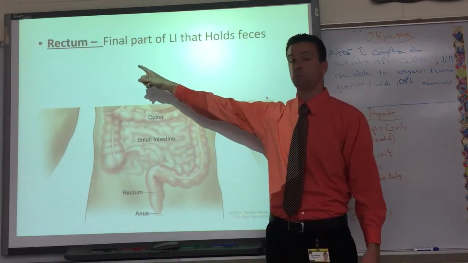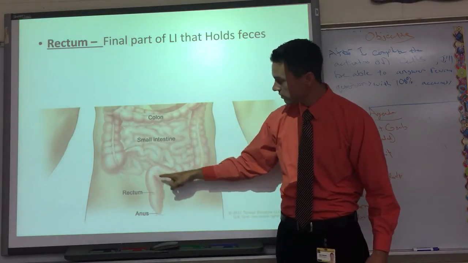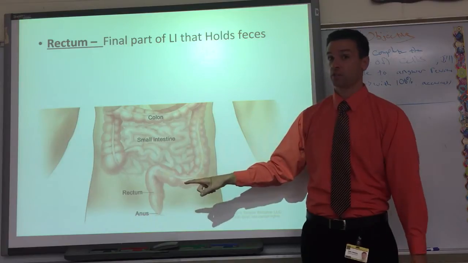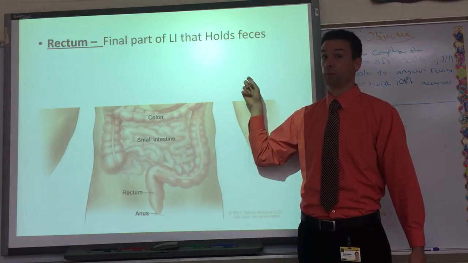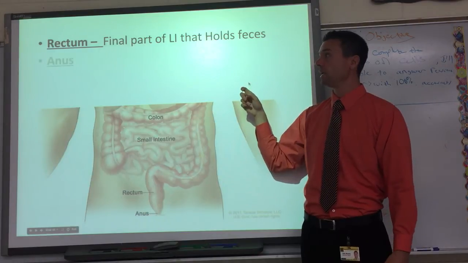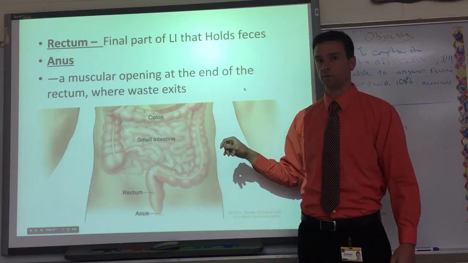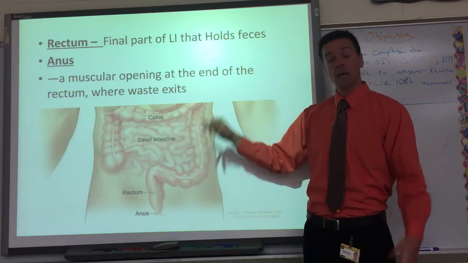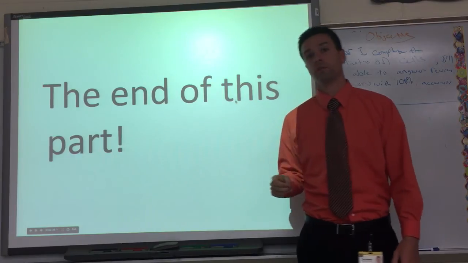So the rectum is still a part of the large intestine, it's just the final part, large intestine, colon, okay? And then the rectum is down here, and that's just kind of the storage tank for your feces or poop, okay? Stuff you don't need. And then the anus is your exit point, all right? That's where the feces will leave the body. And there you go. That takes you through part two of what happens to food.